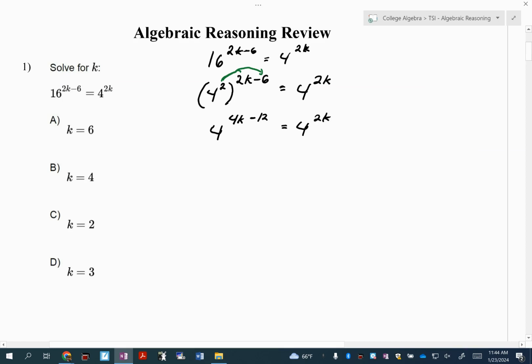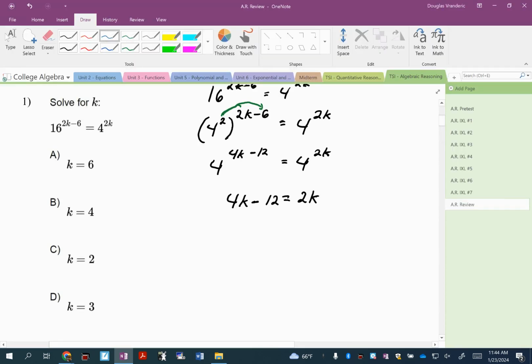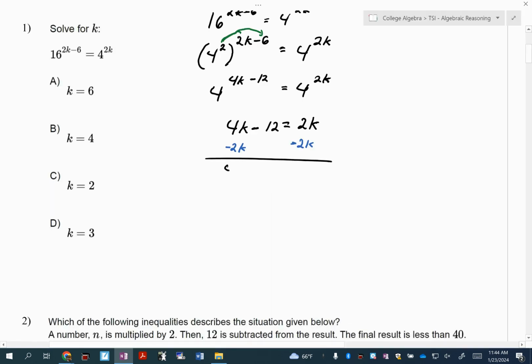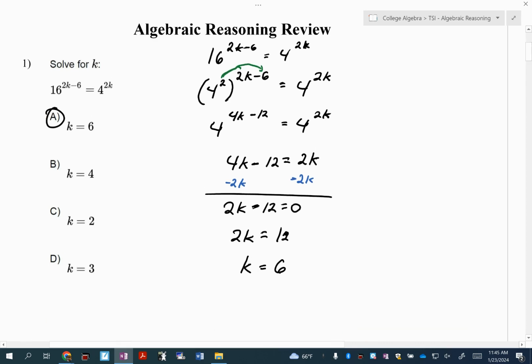Once you do that, you should see that the bases are the same. So essentially, I'm going to just set the exponents equal to each other and solve. So moving this 2k over with subtraction. So 2k minus 12 equals 0. Let's move the minus 12 to the other side to get positive 12. So k is equal to 6. So the answer is A. All right, that's how you do those solving exponential equations by rewriting the bases to be the same.